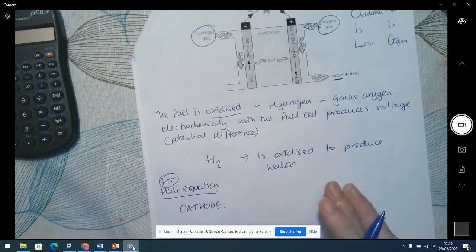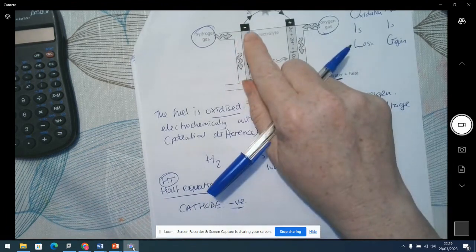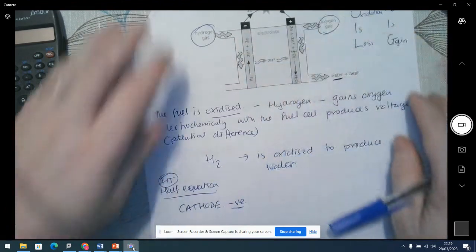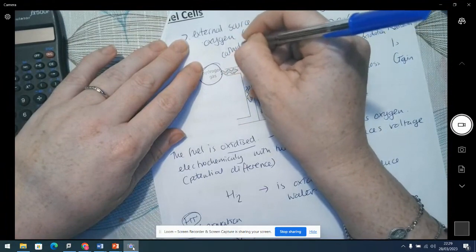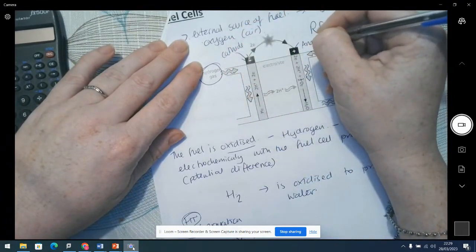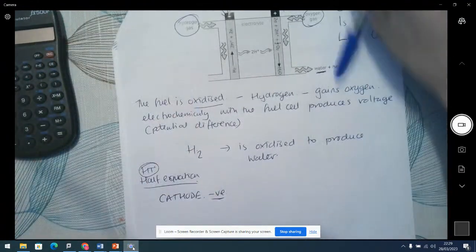So the cathode is negatively charged. So my cathode would be here on the diagram. I will do a little arrow to show that's the cathode. This is my anode, and we know that from electrolysis.